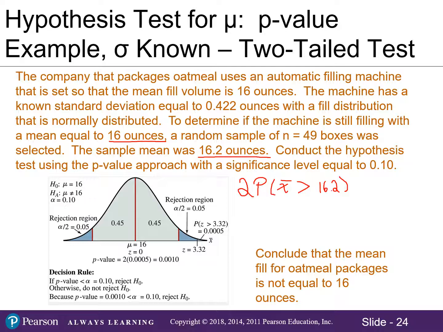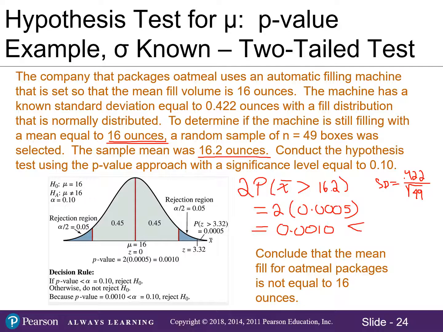So what you would do at this stage is you would go to Minitab, you would type in 16 ounces as your mean. Your spread or standard deviation in Minitab would be the 0.422 divided by the square root of the 49 boxes that you got. You would enter in 16.2 and do a right tail, and that would give you a probability. And don't forget that 2 out front of 0.0005, which gives you a p-value of 0.001. Super small. How small is it?